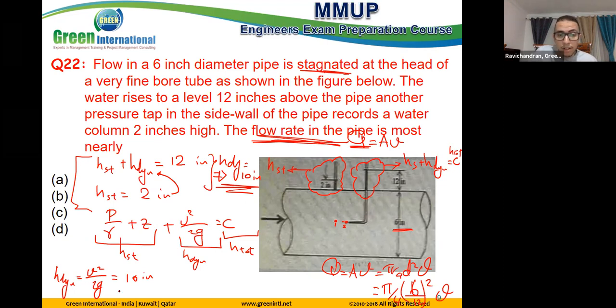To continue from this equation, the velocity equals root 2G multiplied by 10 inch, which is 10 divided by 12. Now, what is G? Can you tell me what is G, engineers? What is G? 9.81.